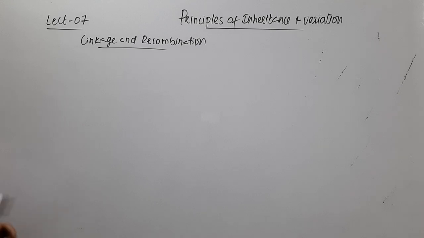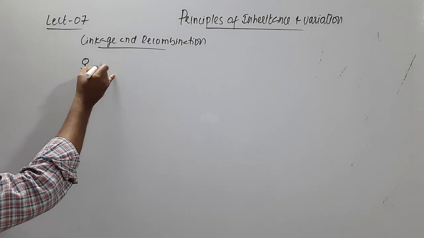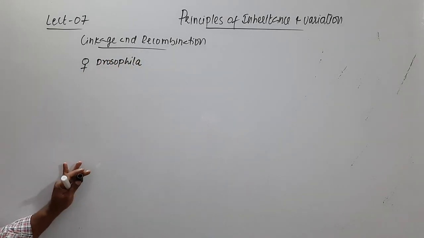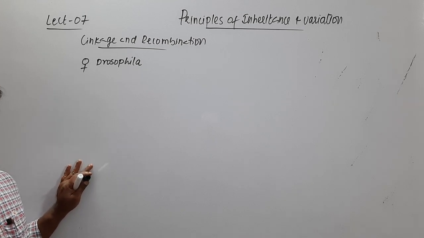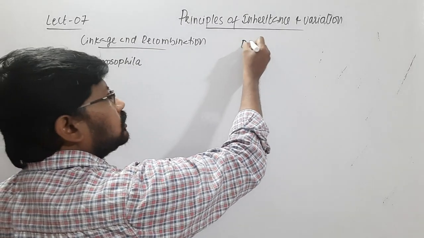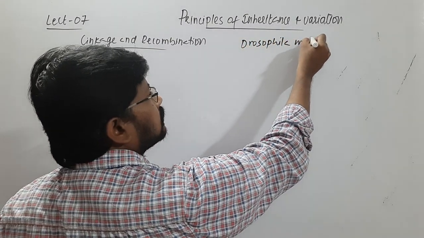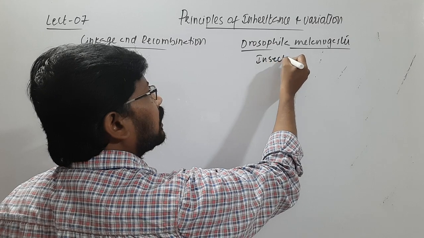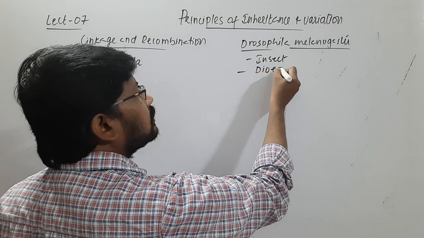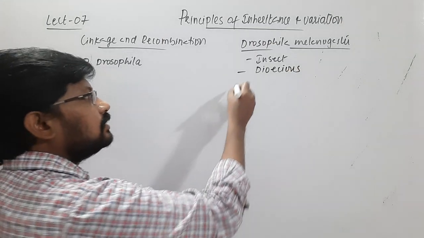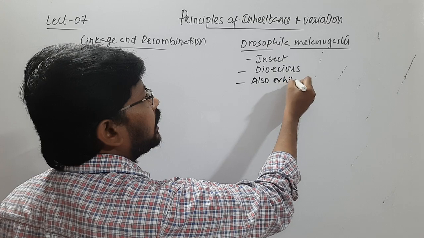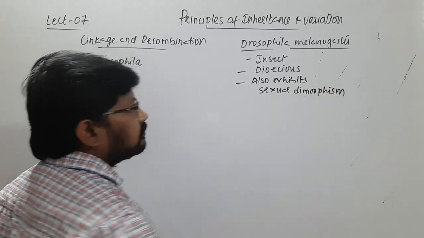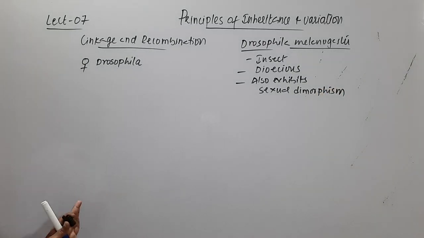He took a female Drosophila. Drosophila melanogaster is an insect, it is dioecious and also exhibits sexual dimorphism, which means males and females are separate.